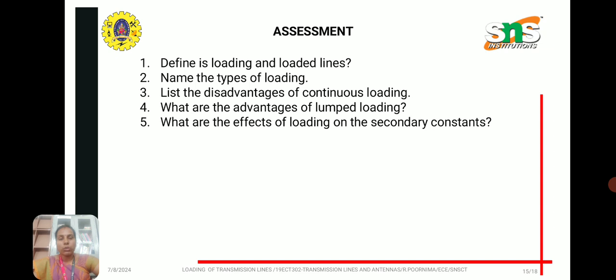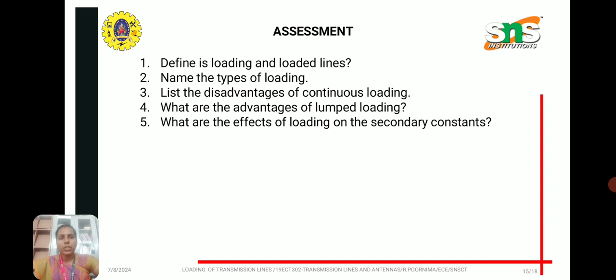The disadvantages of continuous loading are that it is very expensive, and there is a possibility of transmission delays and losses. What are the advantages of lumped loading? Lumped loading gives accuracy with reduced attenuation, and it is also very convenient. Losses are less: eddy current losses and hysteresis losses are very low.